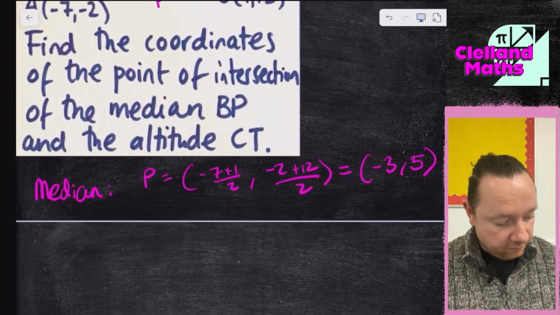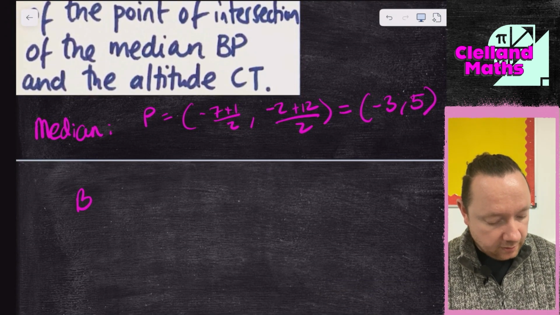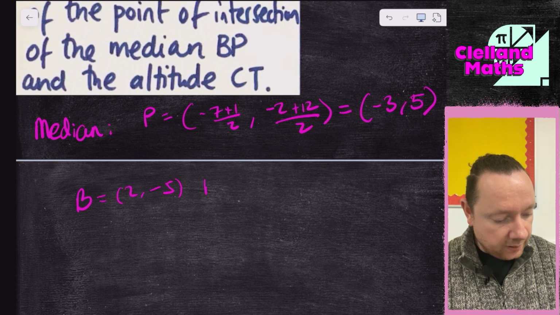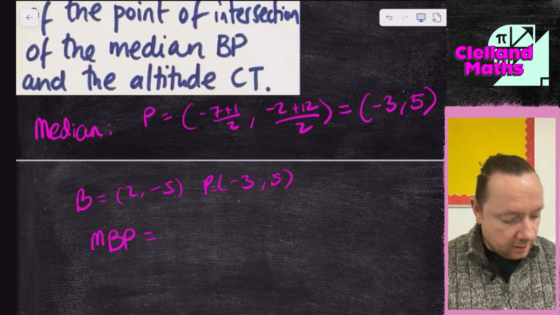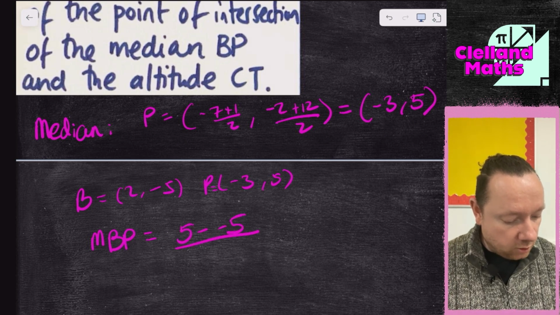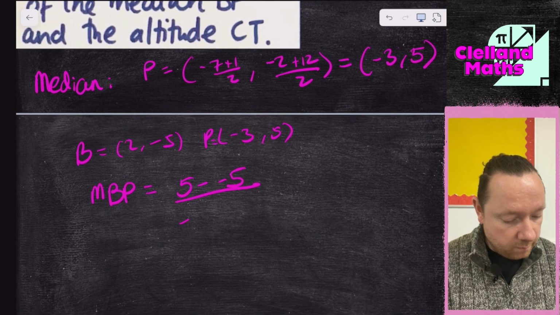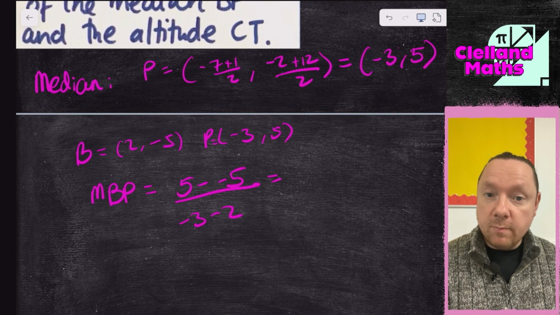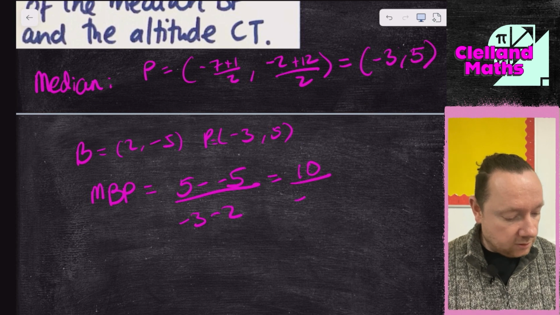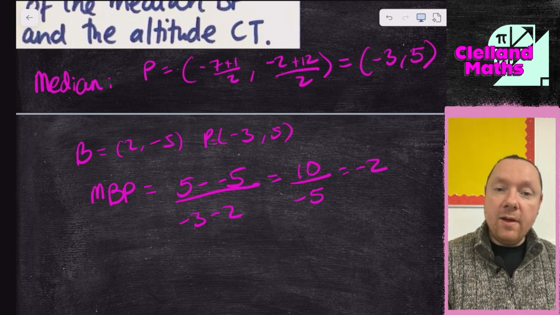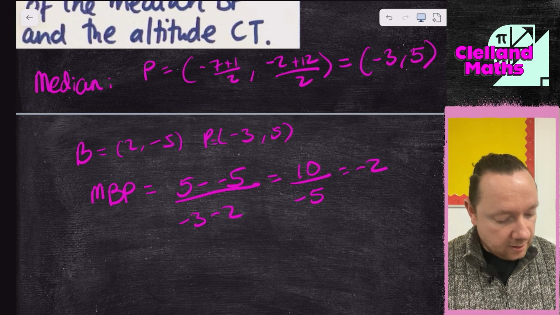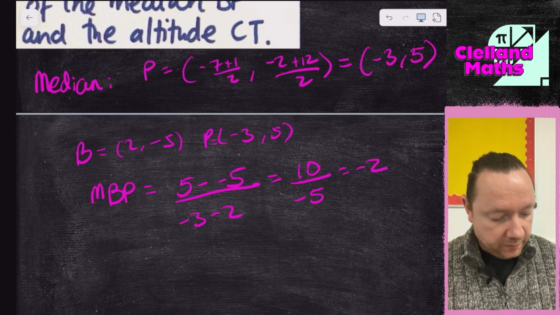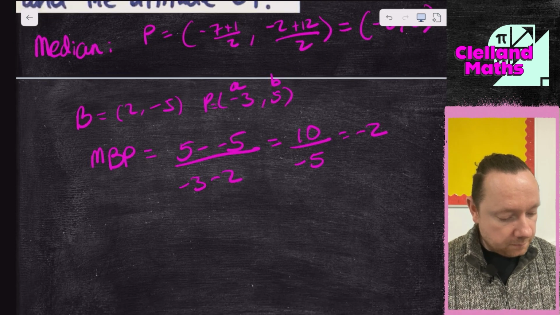So B is 2, -5, and P is -3, 5. So our gradient of B to P is y2 minus y1 over x2 minus x1: 5 minus -5 over -3 minus 2. 5 minus -5 is 10 over -5, which is -2. And then we need to work out the equation using y minus b equals m(x minus a). So I'm just going to pick P to be A and B, or you might pick B. I'll pick P though, it doesn't matter what you pick.